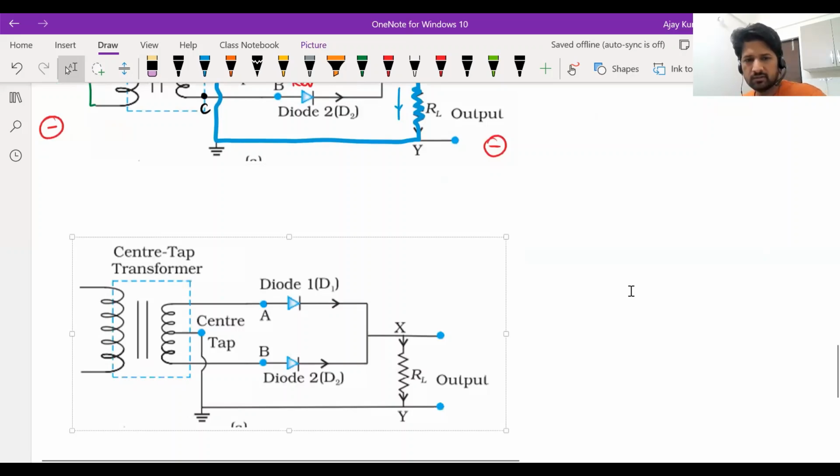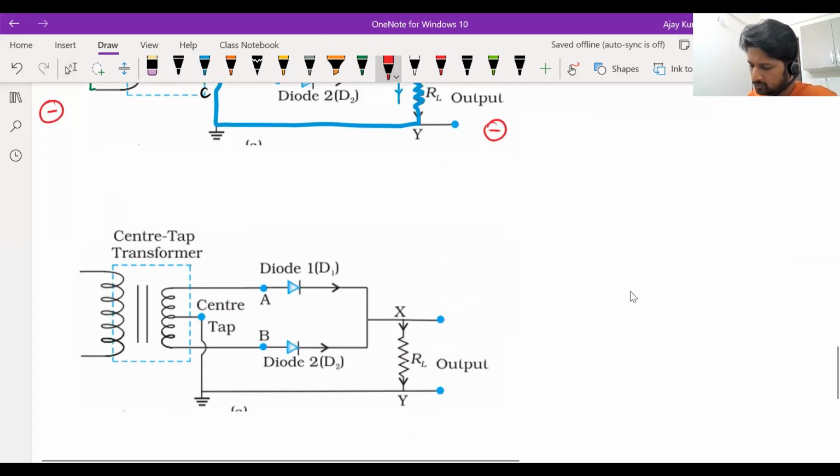Now suppose the negative half cycle of the input voltage is going on, meaning the upper end is at lower potential and the lower end is at higher potential. Then the same will happen with A, B, C also. Okay, wait, they have already used A and B here. Let me remove these just to avoid confusion.